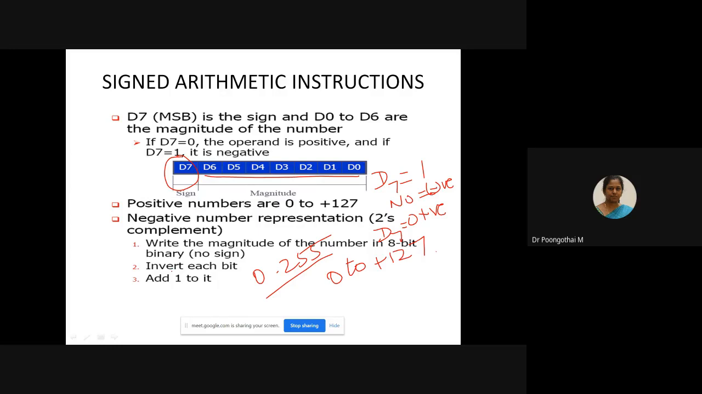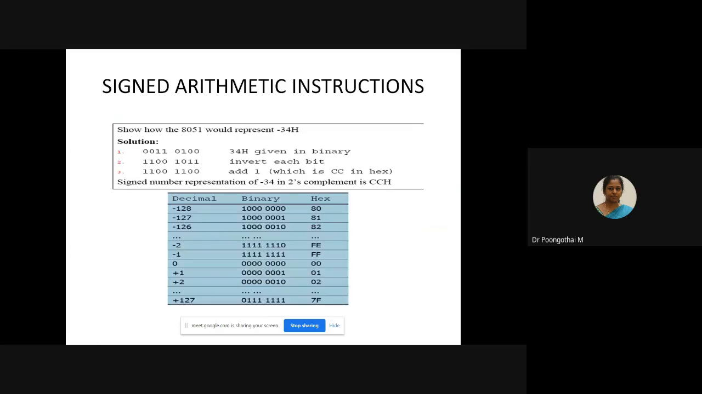Next, how to represent a negative number in hexadecimal. First you write the magnitude of the number in 8-bit binary. You convert the hexadecimal number into binary, invert each bit, and add 1 to it. These are the steps to represent a negative number, that is the 2's complement number. So a negative number is nothing but its 2's complement representation.